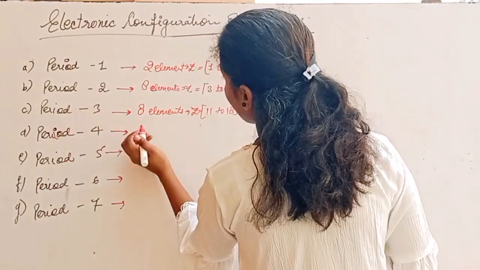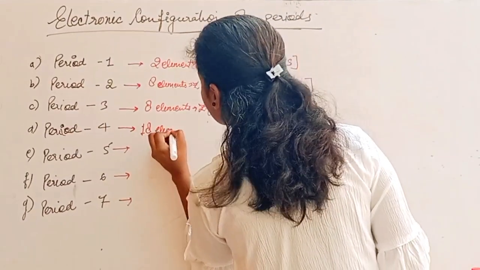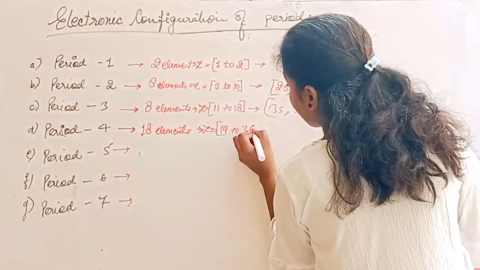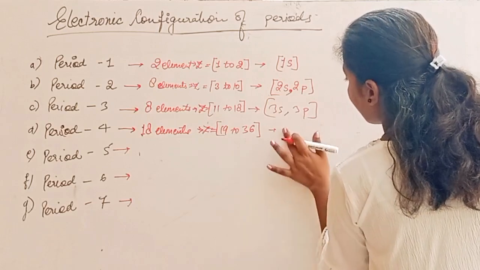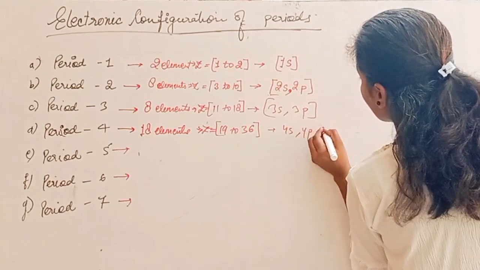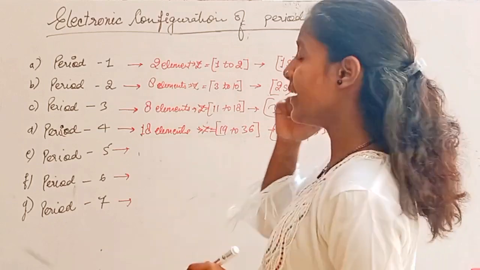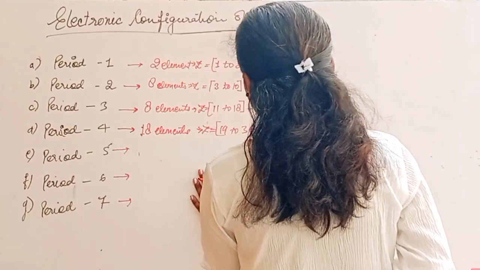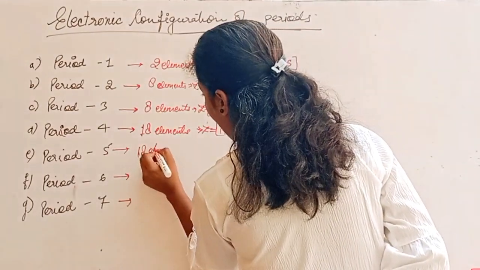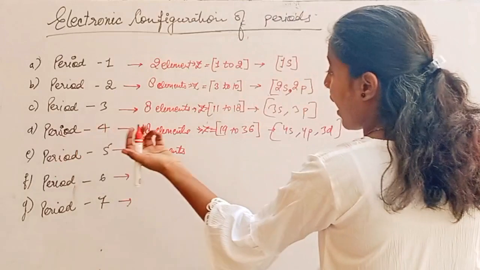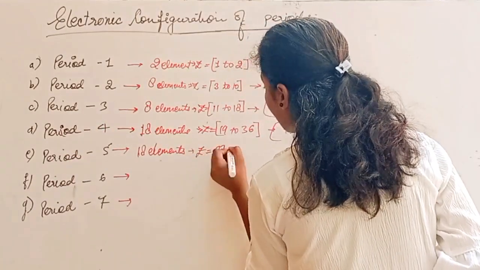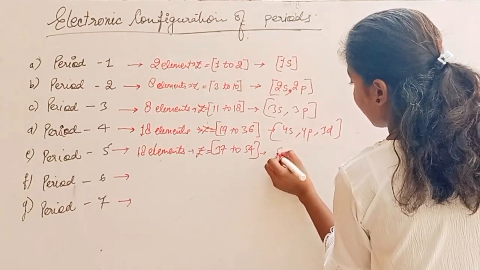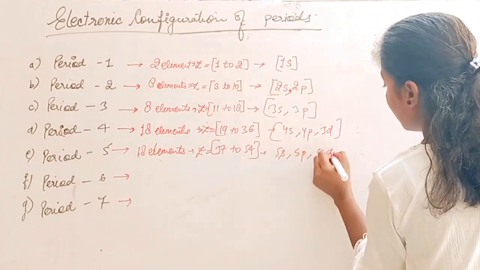Okay. Now talking about your fourth period, which belongs to your 18 elements, where Z is equal to 19 to 36, and it fills as 4s, 4p, and 3d, or it could be written as 3d, 4s, and 4p, as per your writing skills. Well, 18 elements again comprise your period number 5, where Z is equal to 37 to 54. Okay. Now again, this particular period will fill in 5s, 5p, and 4d.